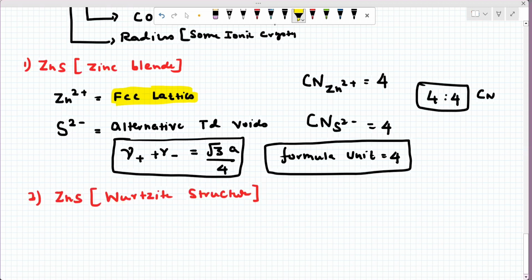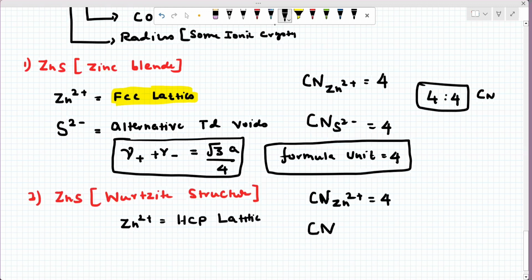See, what is the main difference now? When Zn2+ occupies the HCP lattice, it is called wurtzite, and the FCC one is zinc blende. Okay, all the remaining is the same. The coordination number of Zn2+ is 4, and the coordination number of S2- is also 4, so the ratio is 4 is to 4. Same case.